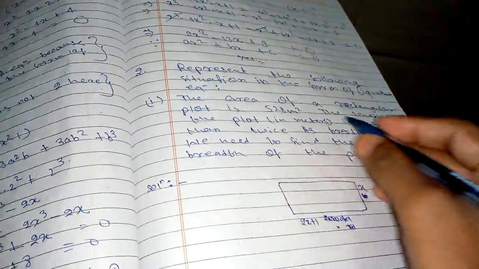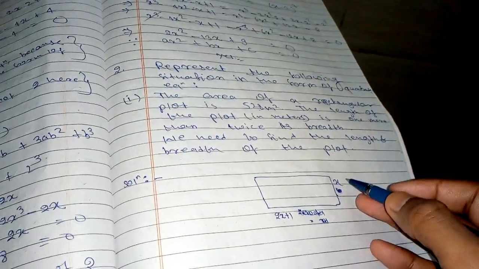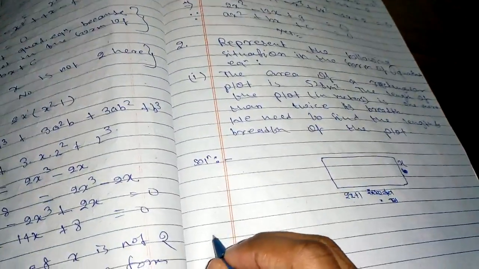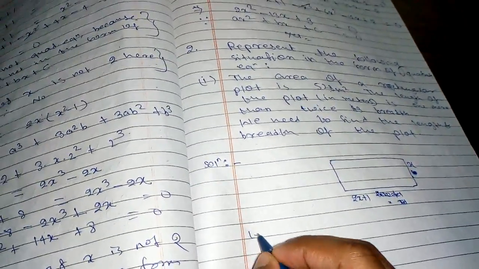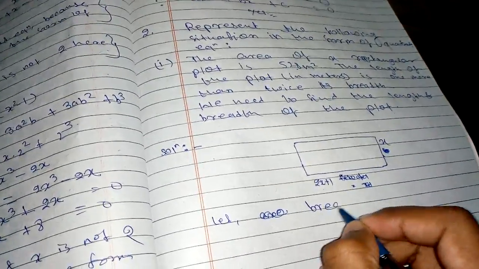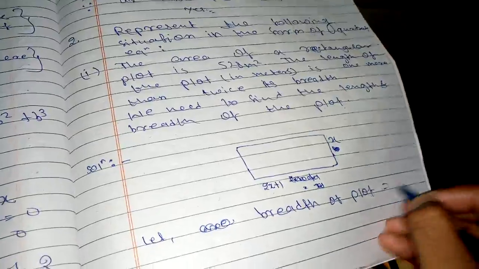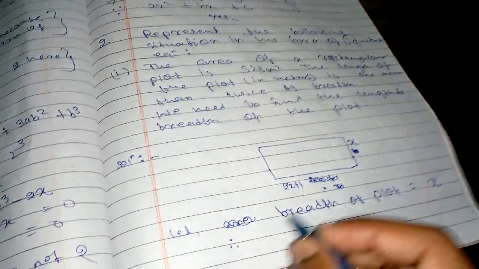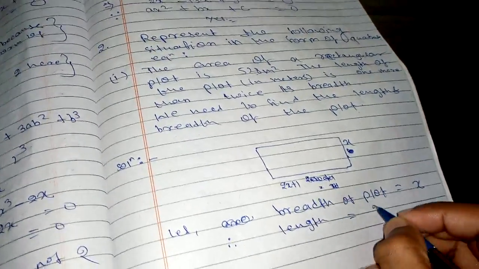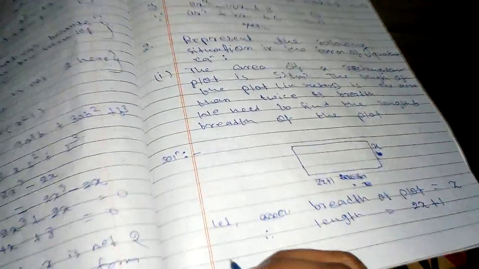And again the question is telling the area of the rectangular plot is 528, and we know that the area of a rectangular plot is length into width. So let the width of the plot be x, so length will become 2 times x and one more. Okay, and area is given.